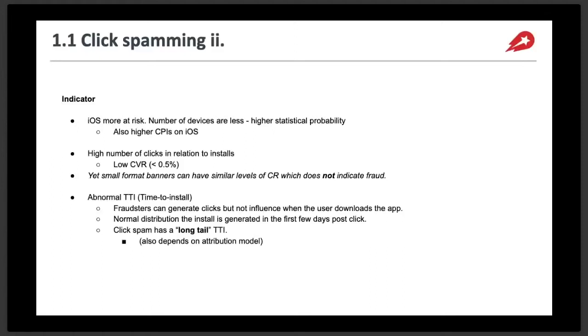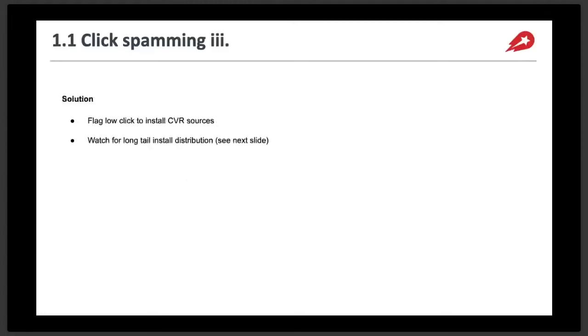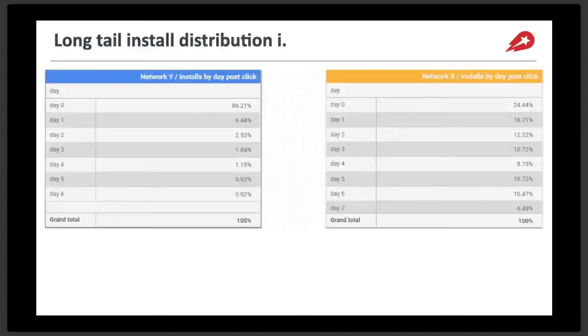But the main one we're going to be talking about is abnormal TTI, the time to install. So obviously the fraudsters do not know when this organic user is going to install an app, so they need to keep hitting them with lots of clicks. And we'll see this in the graphs later. It creates a long tail TTI. A solution: flag low conversion rate sources and watch for this long tail distribution, which we'll see in the next slide.